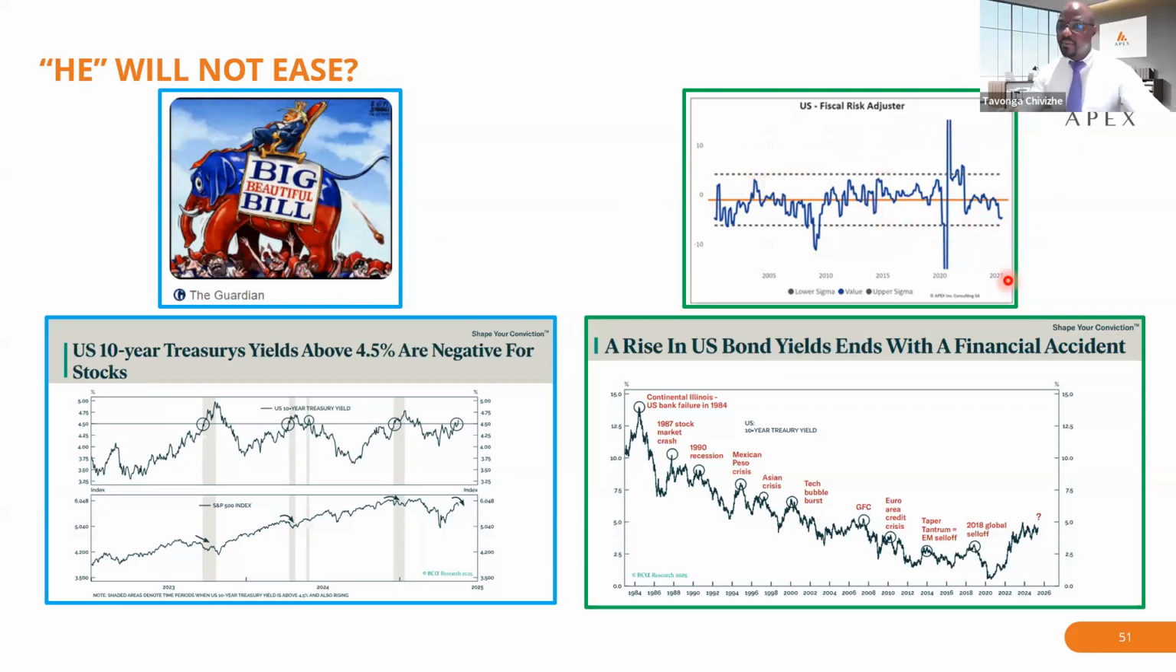And because it's happening when the fiscal risk is so high, your bond yields have been range bound, and hence our DM bond call is not working. Our DM IOB call is not working. Our DM property call is not working. So we're not happy with this "he will not ease" scenario and outcome.